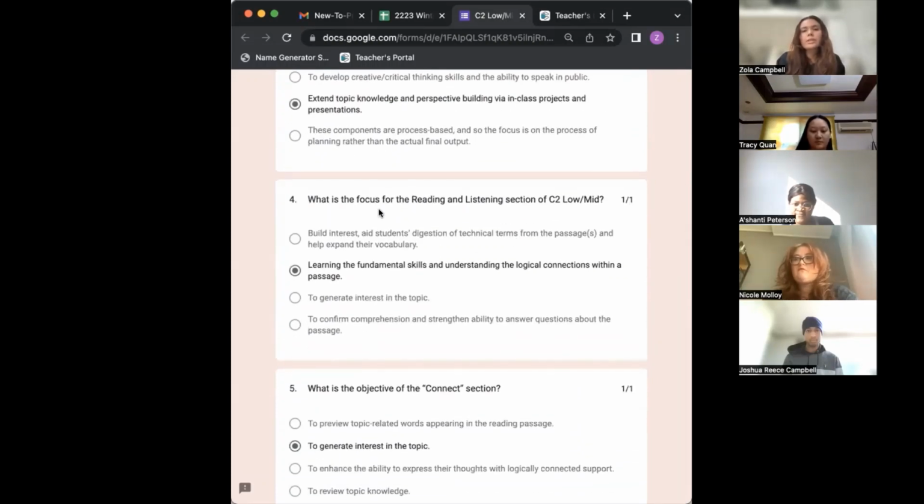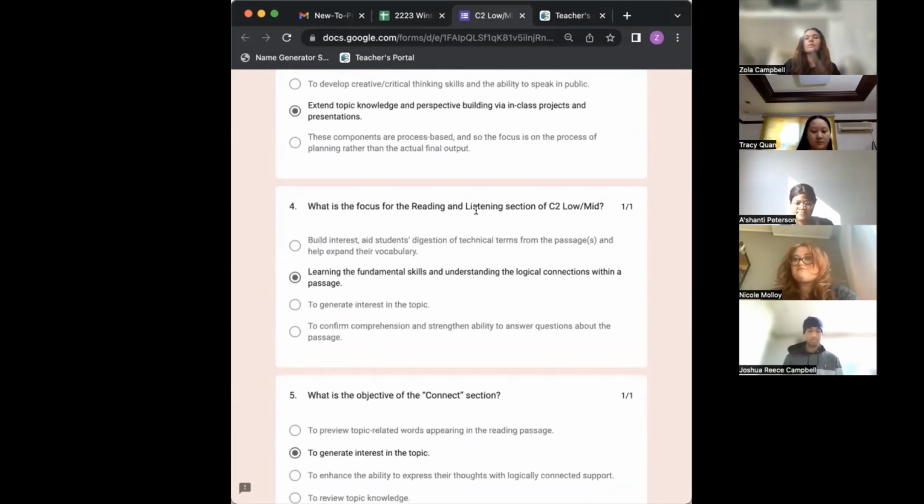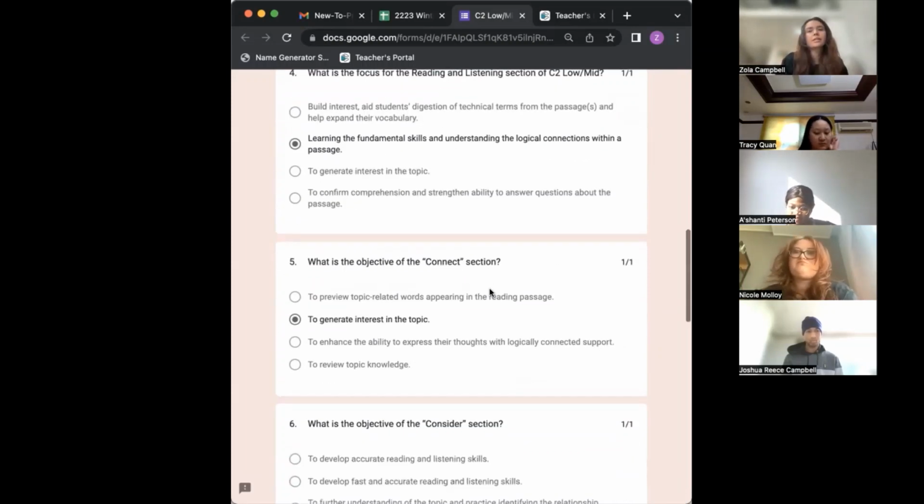And then what is the focus for the reading and lesson section of C2 low and mid? Learning the fundamental skills and understanding logical connections within a passage. So within the lesson, there is a reading section and a listening section. So that's really where you're going to have most of your discussion, and they're going to learn their information to build their points of views. And again, I'll show you what all of this looks like, so don't worry if it doesn't make sense.